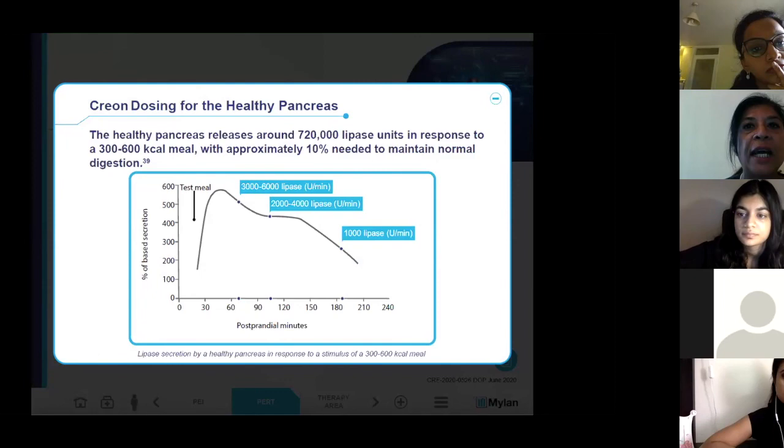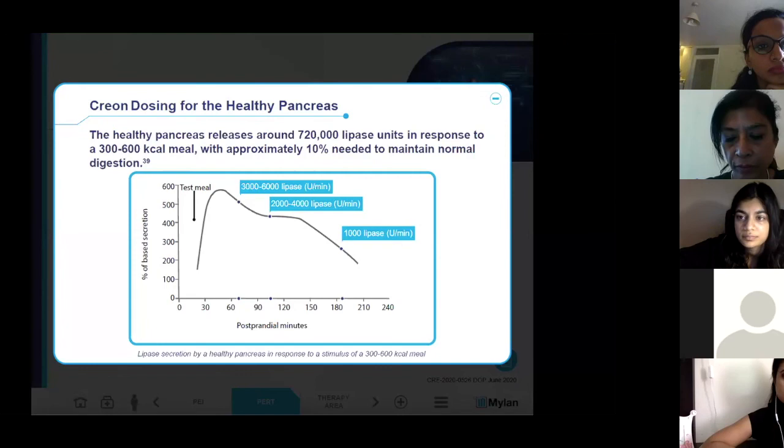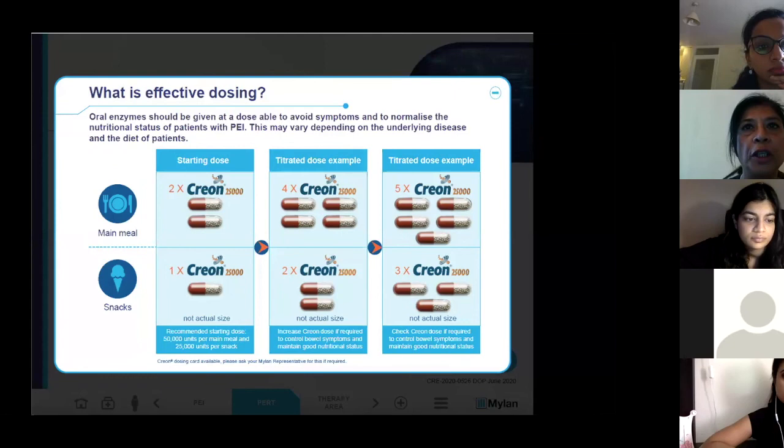So what is the effective dosing for Creon, to maximize efficacy and success of treatment? The minimum recommended dose for an adult is 50,000 lipase units for a main meal and 25,000 for every snack.